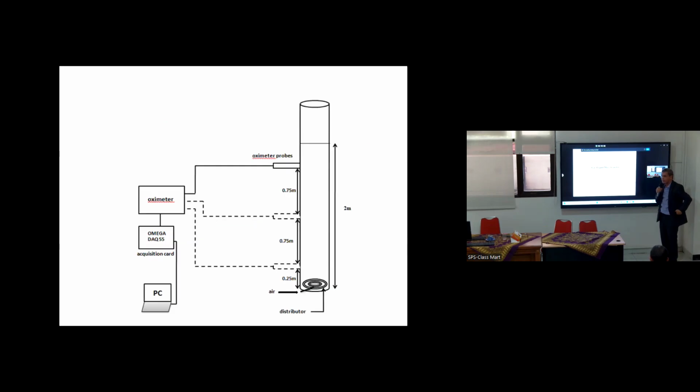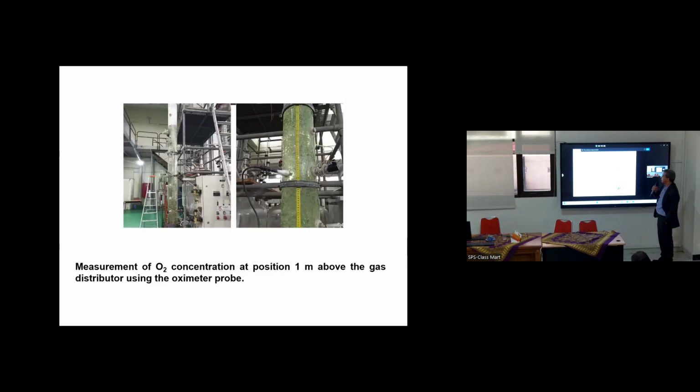Now, for mass transfer, how do we measure it? We put the oxygen probe here, to have an idea about the concentration of oxygen in the liquid. I have to measure the oxygen concentration at a position 1 meter above the distributor. It's 1 meter above the distributor. Okay?